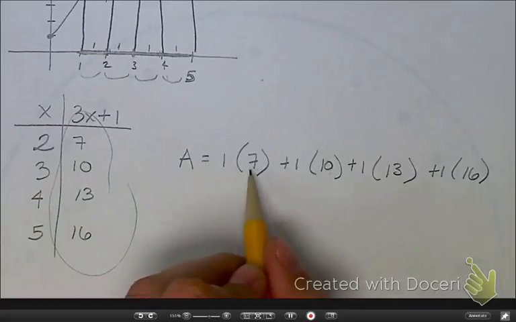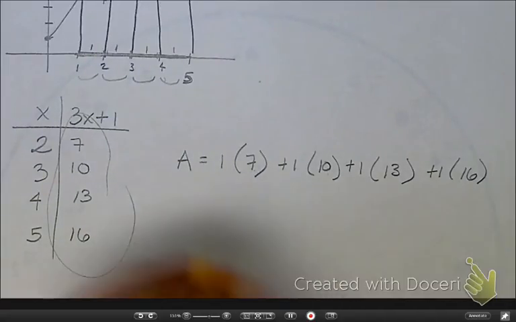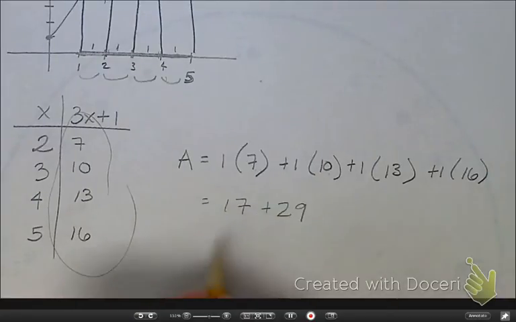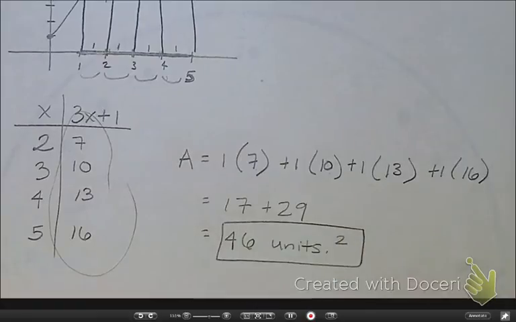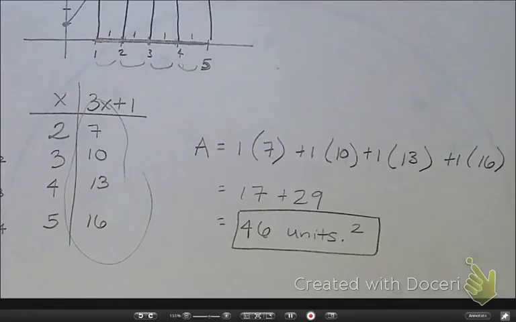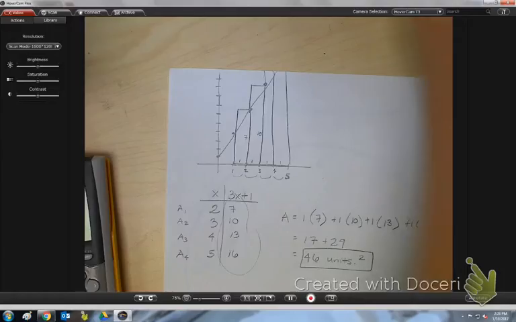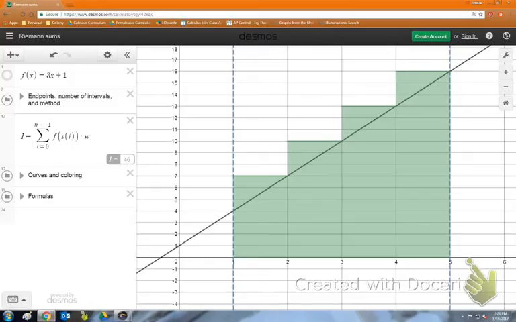So if I do 7 plus 10 plus 13 plus 16, I get 17 plus 29, which is equal to 46 units squared. So the estimation of the area under this curve from the right with 4 rectangles is 46 square units. Now I want to show you guys briefly a Desmos of this.